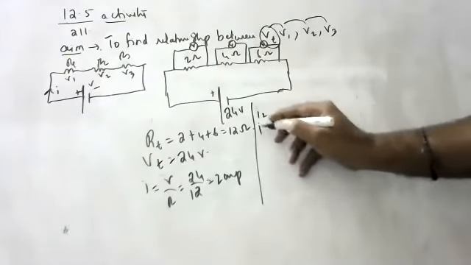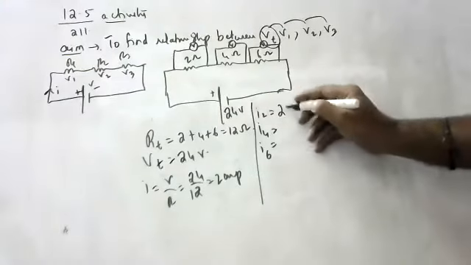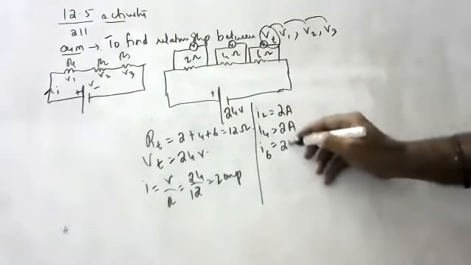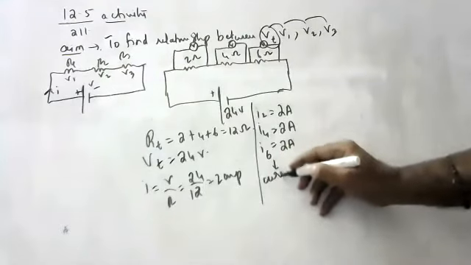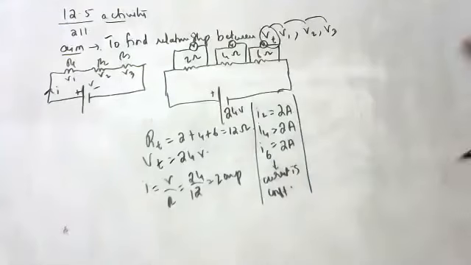So, what is current across 2, 4, 6 ohm? 2 amperes, sir. Everywhere it is 2 amperes. Why everywhere it is 2 amperes? Current is constant in series connection.